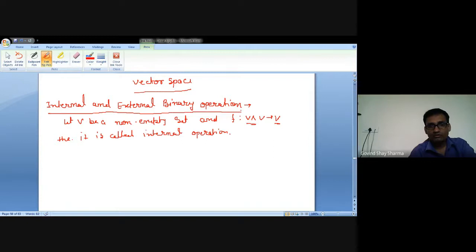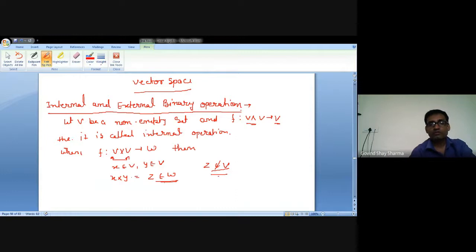Now, an external operation is when F is a mapping from V cross V to W. That means we take elements from V and V. If we take x from V and y from V, then x into y is equal to z, where z is from W and is not an element of V. This type of mapping, this type of operation, we call an external operation.